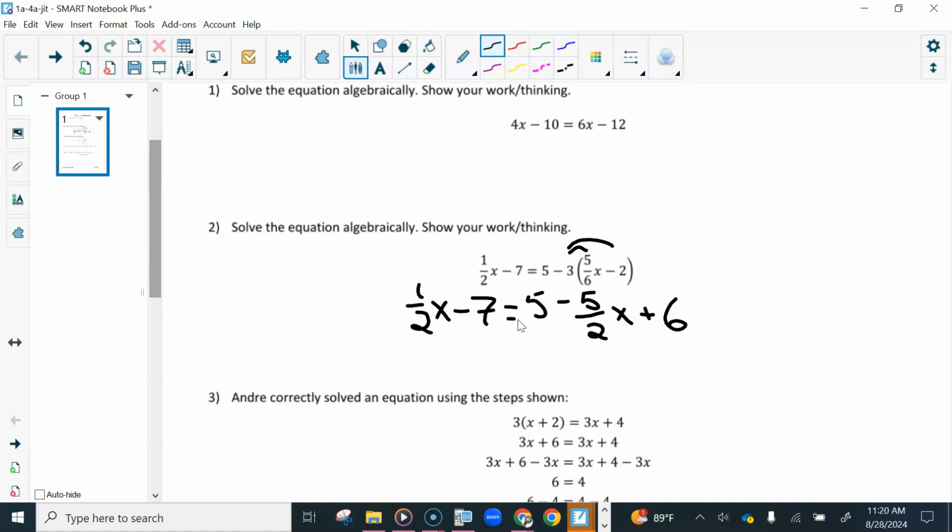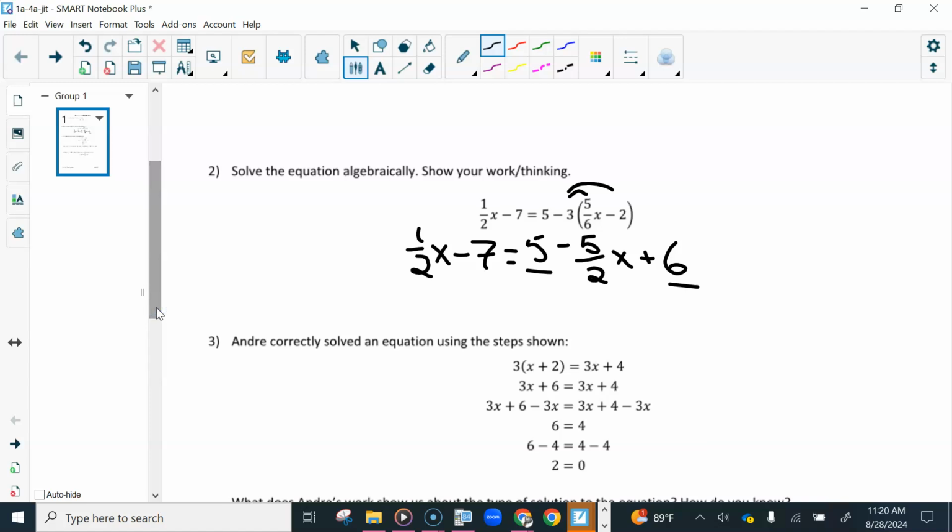You could combine like terms, this 5, this 6, on the same side. Remember, we can only combine like terms if they're on the same side. So that 5 plus 6 would give us 11. No, minus.